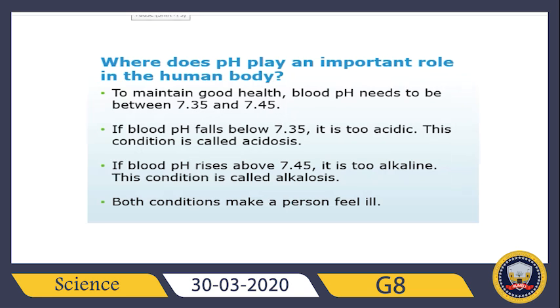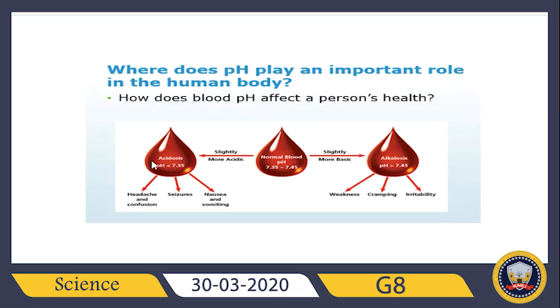So guys, as you can see here in this diagram, acidosis, as we said, is when the pH value of the blood is lower than 7.35, and here the patient will suffer from several symptoms such as headache and vomiting and others. What about, guys, the alkalosis condition? Alkalosis, as we said, is when the pH value is higher than 7.45, and again, guys, it will affect the person's health, and it will cause irritability, weakness, and cramping.